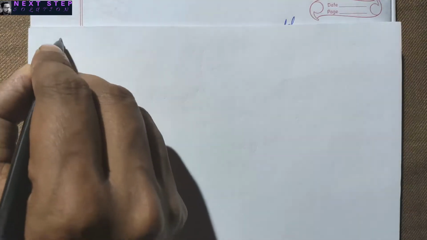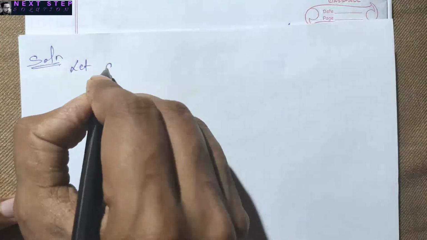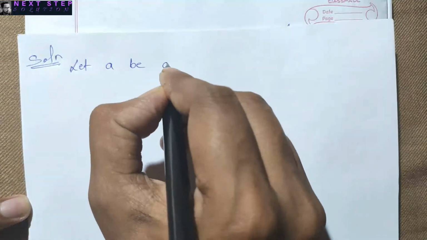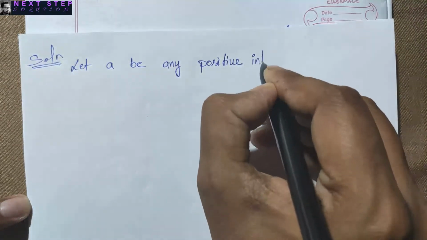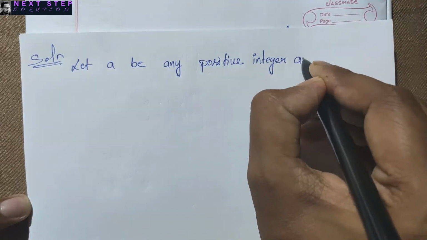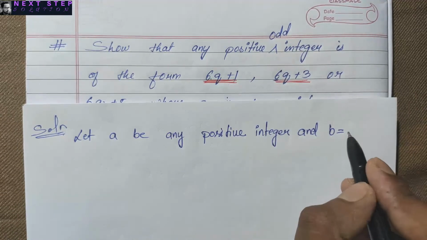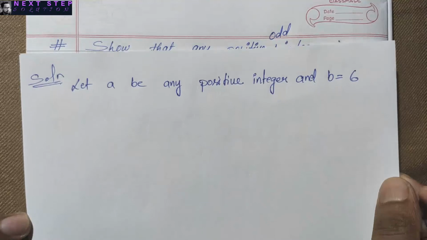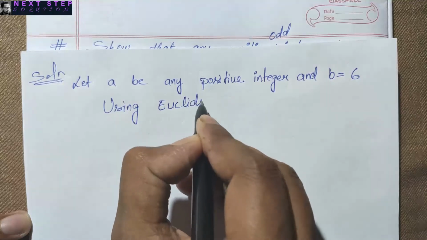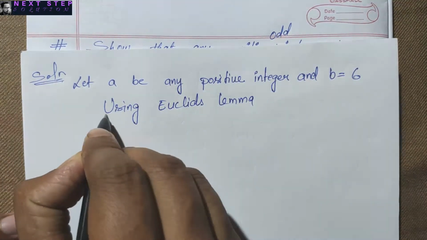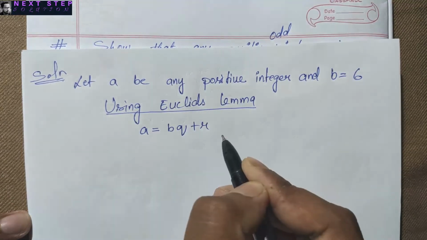Now we will start by writing, let a be any positive integer and b equals to, now b we have to see here, it starts with 6, so we will be taking b as 6. Now using Euclid's lemma, a is equal to bq plus r. This is what we have learned.